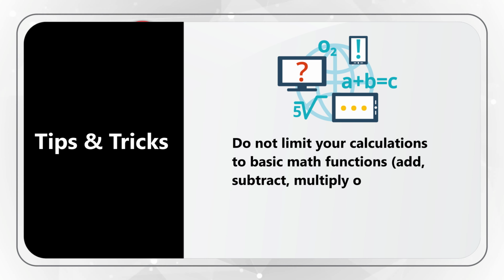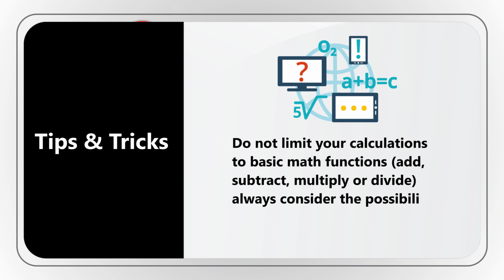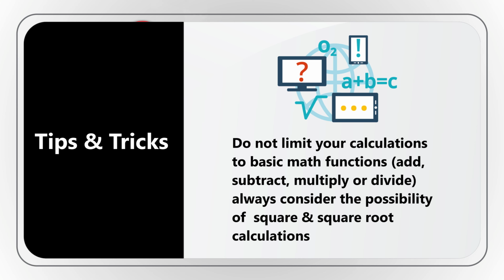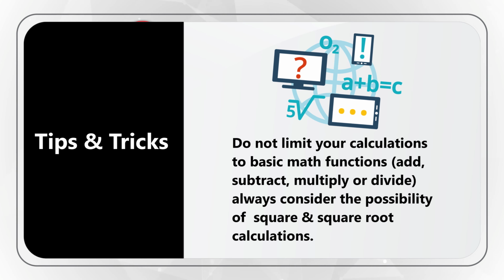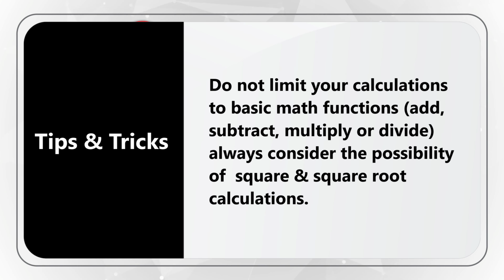Keep in mind that there's always a possibility of square numbers and then square root of the number. And it's good to remember squares of particular numbers, probably up to 20. This way you can manipulate them in your head without using the calculator.